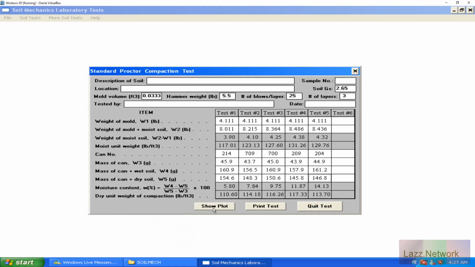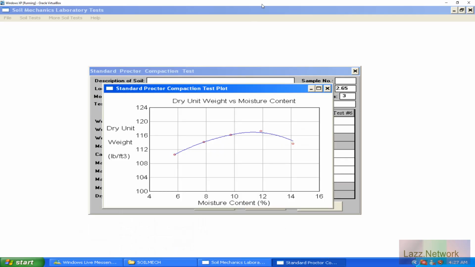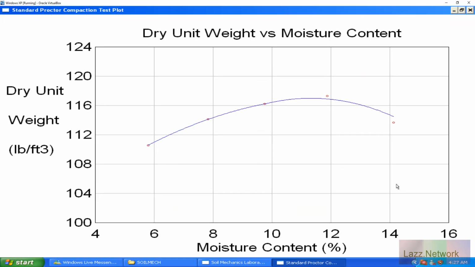All right, so let's see if the show plot's going to work. I hope it's going to work. Okay, perfect. So our show plot's going to work. Can I make that bigger? That's perfect. So this is what's actually in a proctor report. Besides the location and everything, you'll have this graph here.